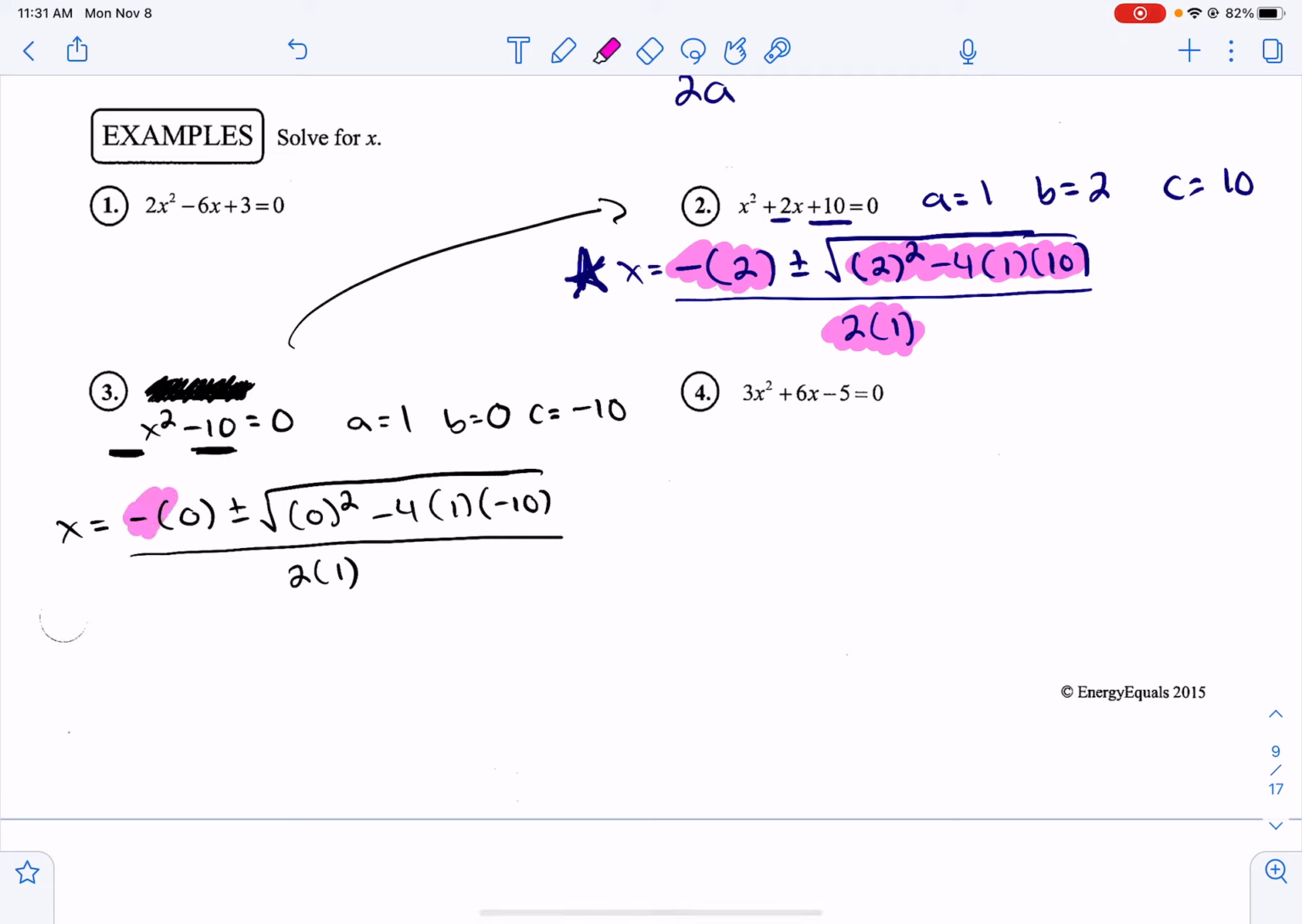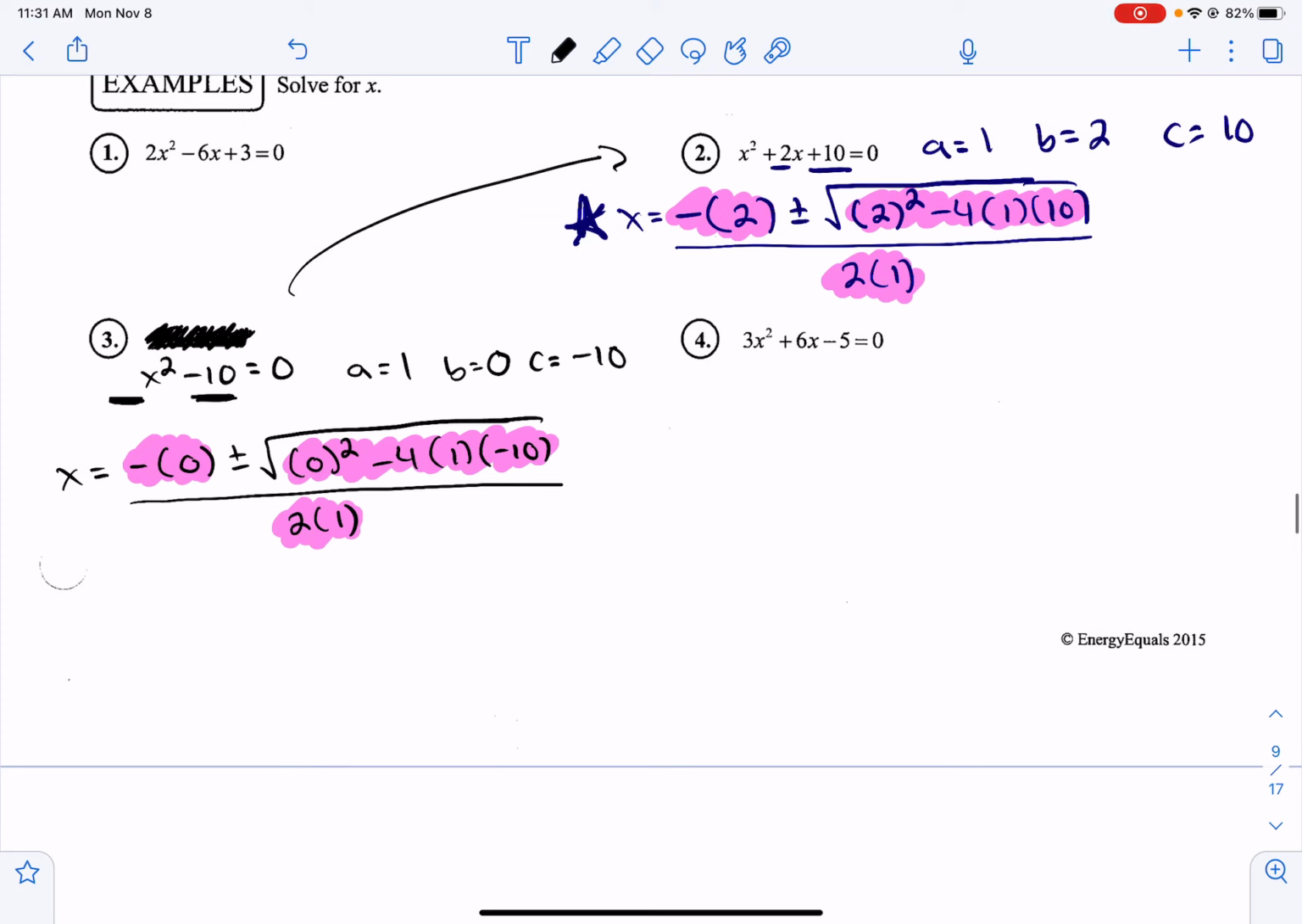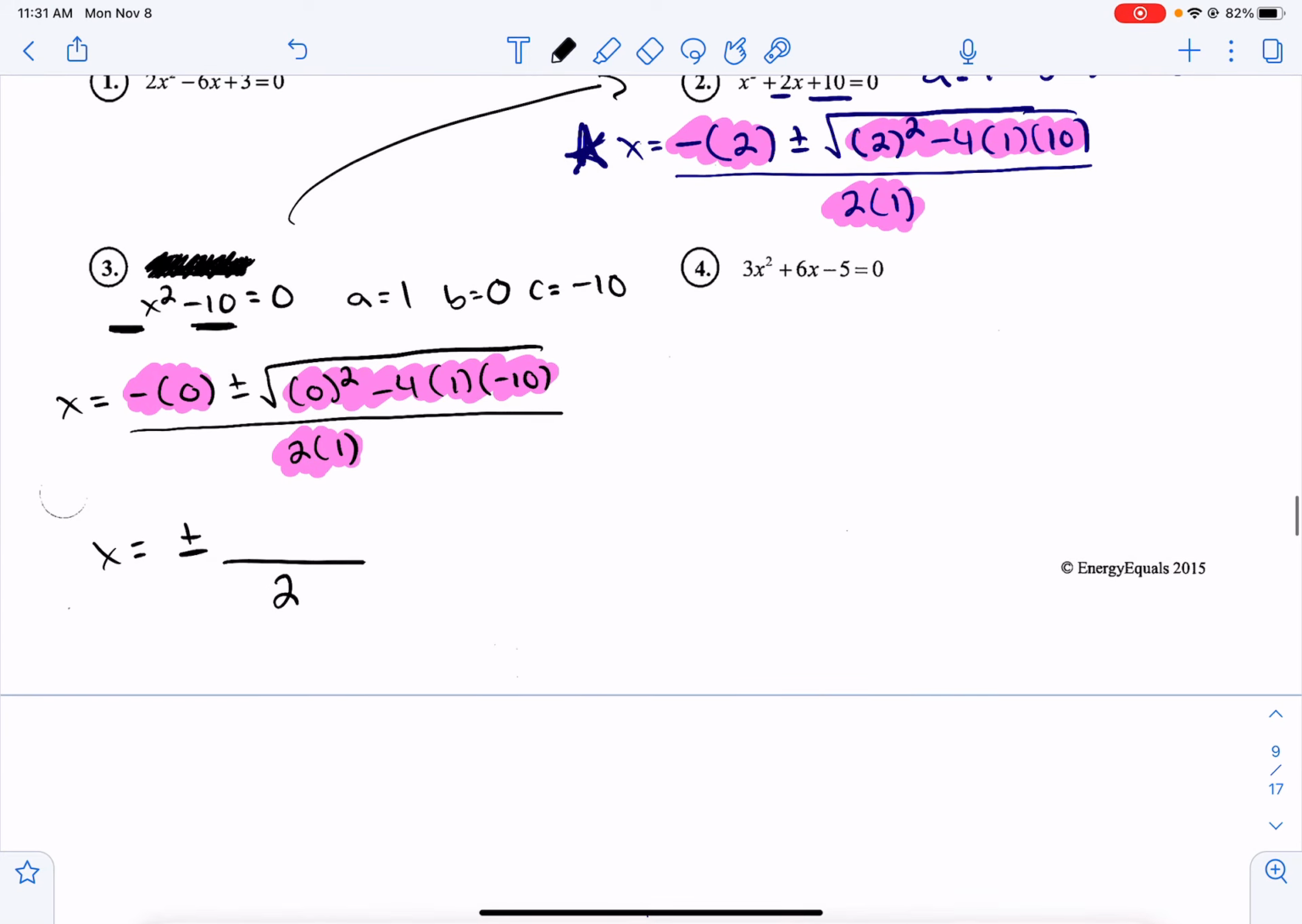So the 3 things I can simplify: the front, the bottom, and the inside. Let's clean those up a little bit. The nice thing is -0 is just 0. So that whole thing is going to go away, and I just get a plus minus. The bottom, 2 times 1, that's easy. That's 2. The square root, whoa, easy there. The square root part, 0 squared minus 4 times 1 times -10. If I plug that all into my calculator, I end up with 40. So I get 0 plus or minus square root 40, all divided by 2.